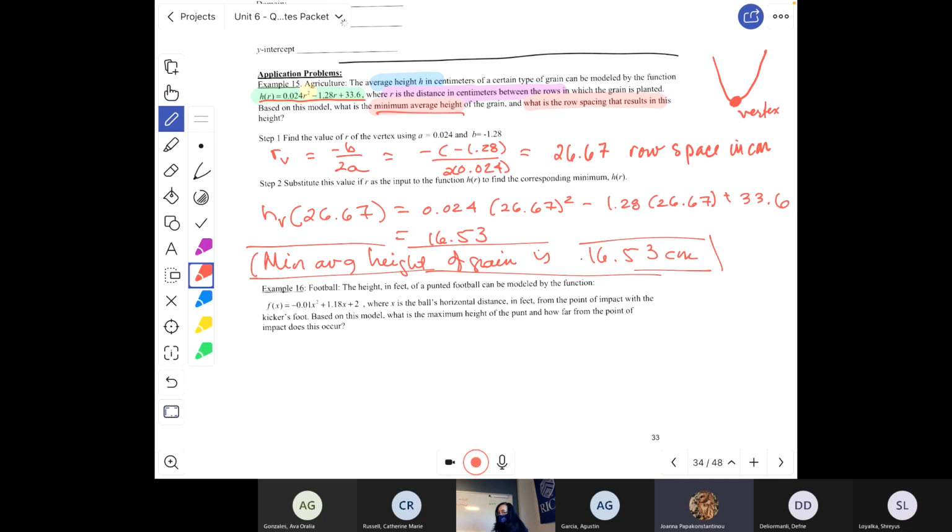So this is our minimum. Our minimum is the output. It is the y value. If I ask you where does that happen, when does that happen, you would say when the row space is 26.67 centimeters apart. Does that make sense?